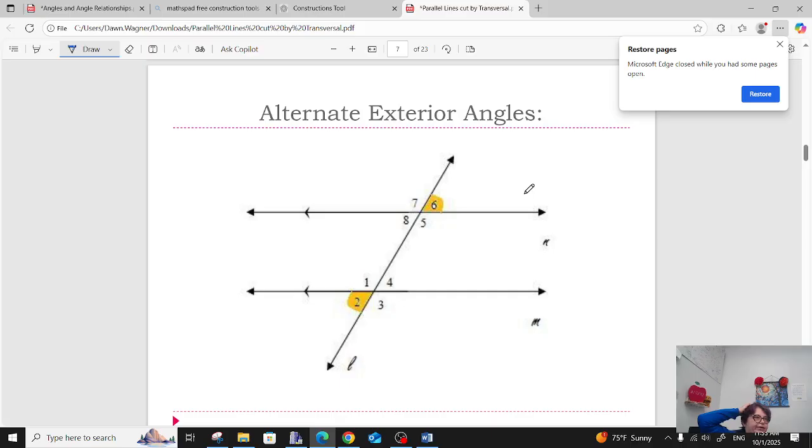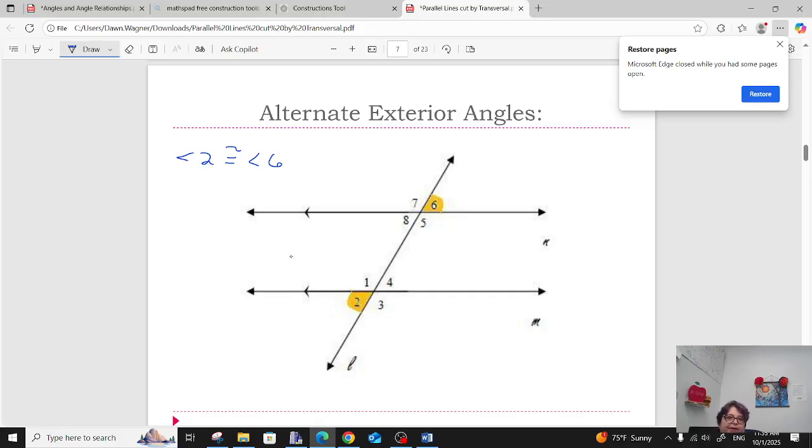So, exterior is the outside of your house, right? Okay. The alternate exterior angles would be 7, 6, 2, and 3. The alternate would be one is up and down from each other and on the opposite side of the transversal. So angle 2 and angle 6 are alternate exteriors, and they are also congruent.